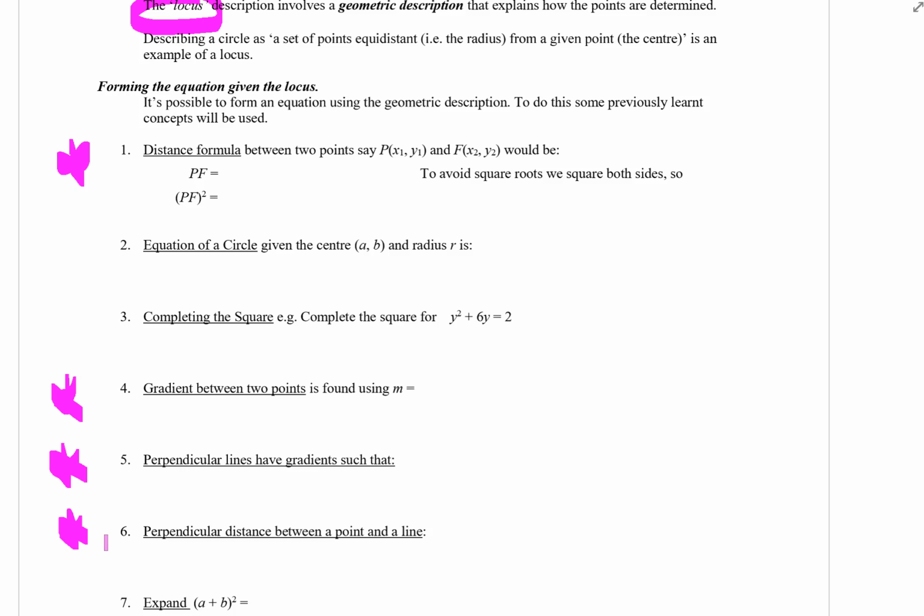Now, just remember that this locus description is just another way of representing a relationship, and you know that relationships can be expressed in an equation, in a table of values, or in a graph. A relationship can be described geometrically or more formally, and that's referred to as the locus.